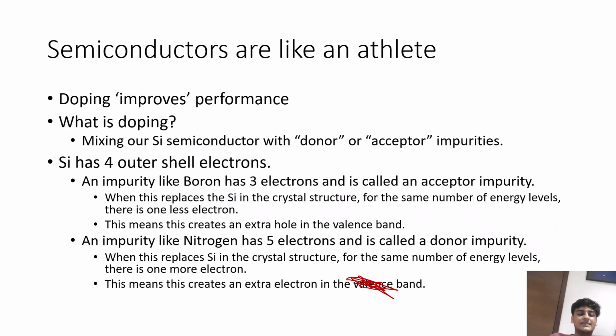But essentially nitrogen brings with it, for the same band diagram, an extra electron, which means that this extra electron has to be accommodated in the conduction band. So the TLDR of this slide is that boron creates an extra hole in the valence band because it comes with one less electron for the same band energy, and nitrogen type impurity creates an extra electron in the conduction band because it comes with an extra electron for the same band energy diagram. So that's what happens when you mix these impurities.